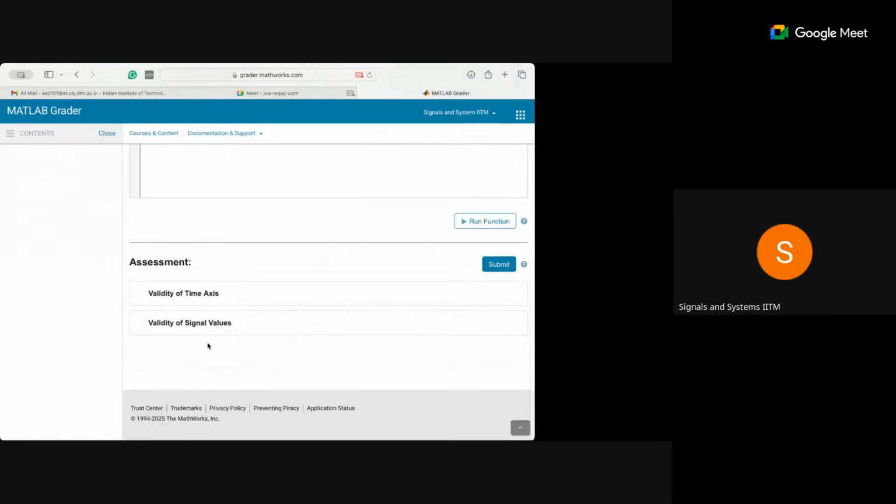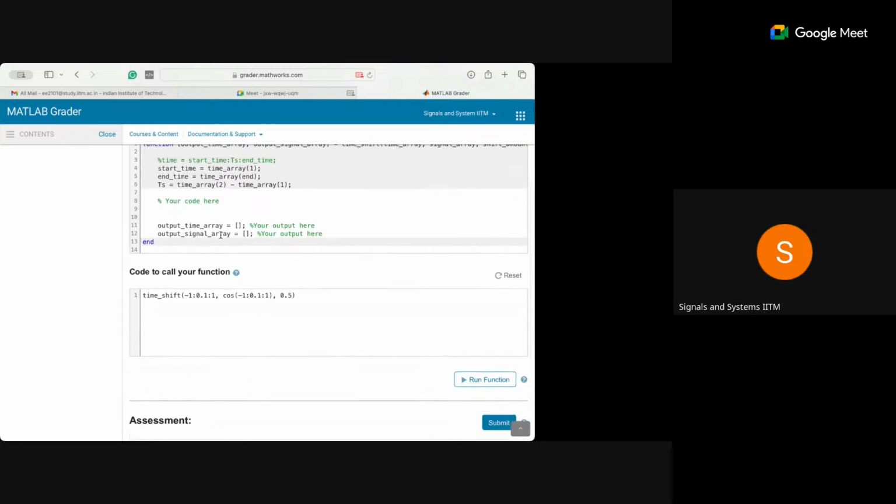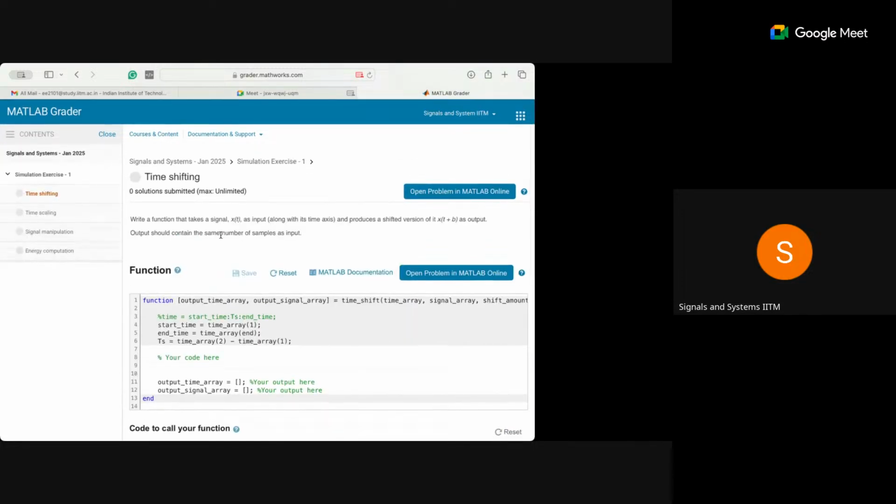Once you are satisfied and everything is running smoothly, you can just click submit. Unless you submit, it won't get saved. You can submit an almost unlimited number of times. The final one will be taken and graded.